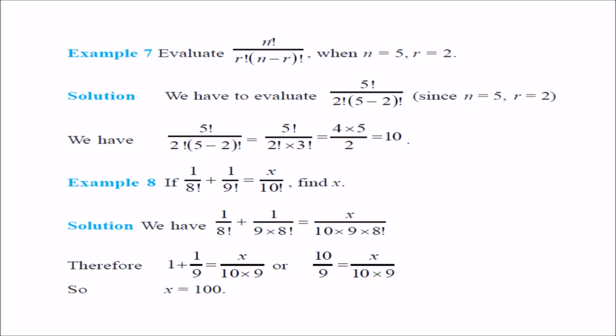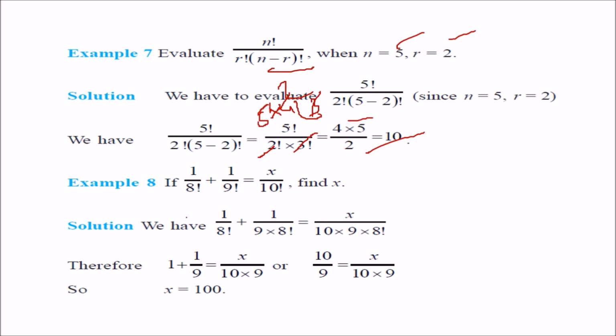If you want to evaluate factorial n by factorial r, factorial n minus r, where n and r are given, place the values. And you see this factorial 5 can be written as 5 into 4 into factorial 3. This gets cancelled. This is 2. So 2 fours are 8, 5 twos are 10.